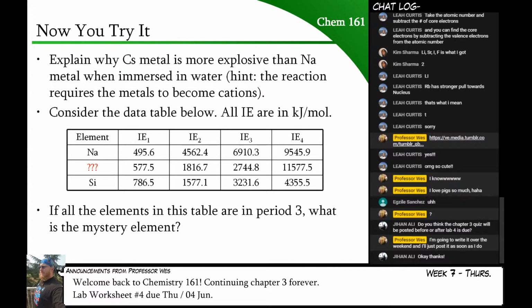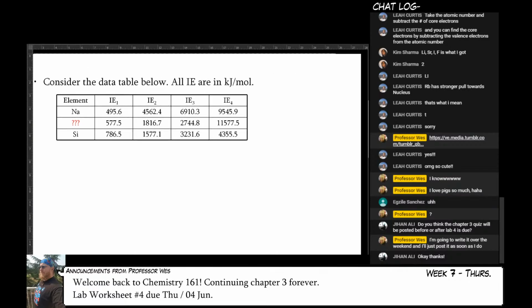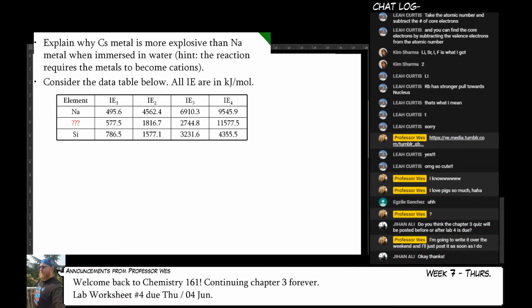All right, let's go over the answers, because I'm going to run out of time if I don't. So, why does cesium explode more than sodium does? And it turns out that the answer has to do with ionization energy, because of course it does. It's in the ionization energy section, right? So we'll get to this one in a second here.